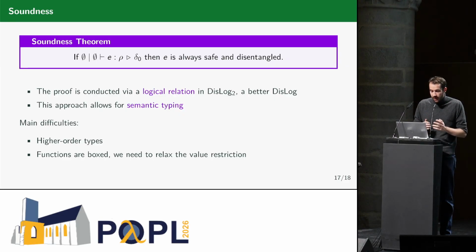The main difficulties here were higher order types. Doing semantic typing, doing logical relations for higher order types is quite tricky. But also, interestingly, that functions are boxed. So in our case, a function is not a value. And this is a big problem because it means that the value restriction, the way to have mutable state and polymorphism, does not work anymore. So we needed a way to relax the value restriction. And if you're curious about these questions, please come talk to me.